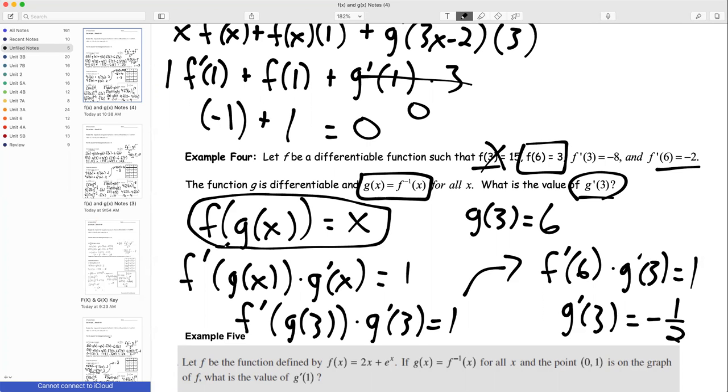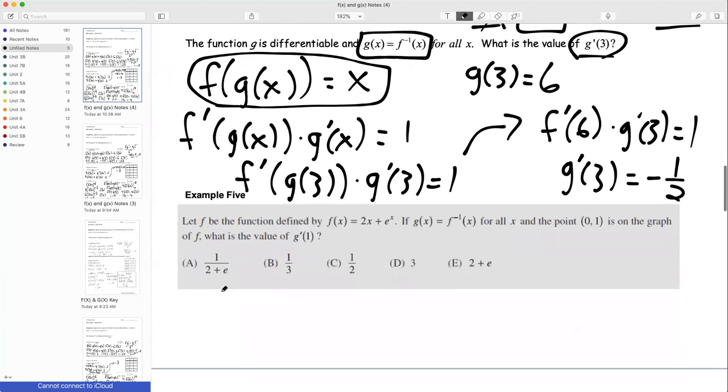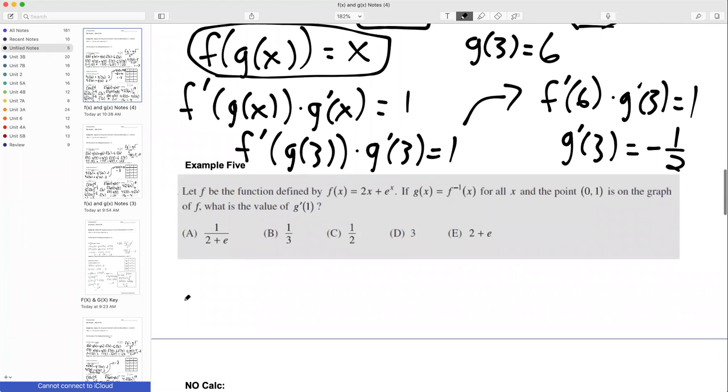So take a look at the next problem, last one here, and see if you can work that out. It says let f be the function defined by f of x is equal to 2x plus e to the x. If g of x is equal to the inverse of f of x for all x and the point 0,1 is on the graph of f, what is the value of g prime of 1?